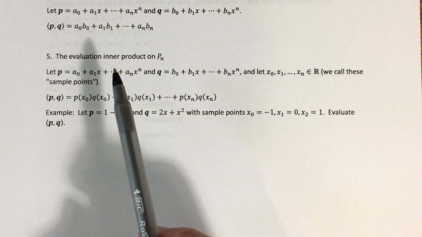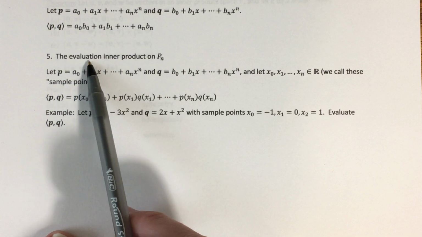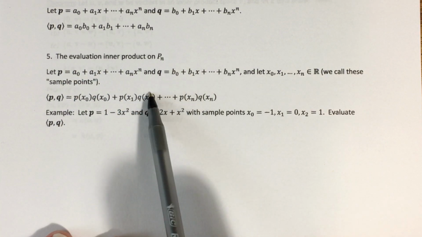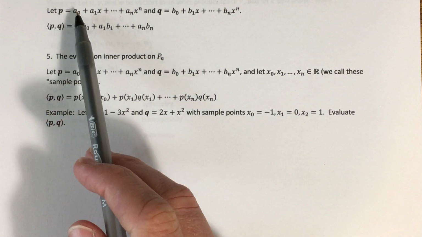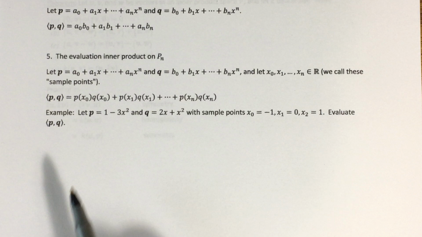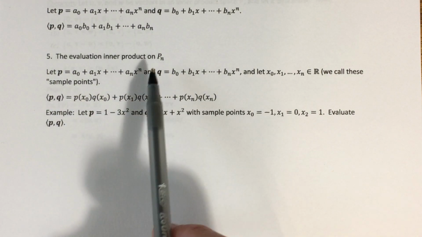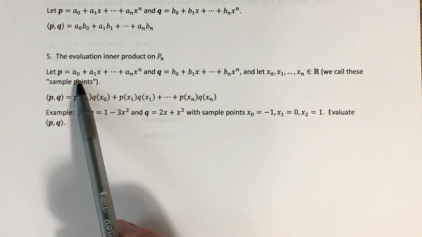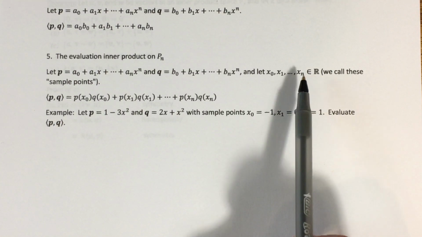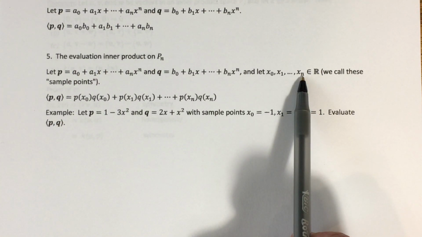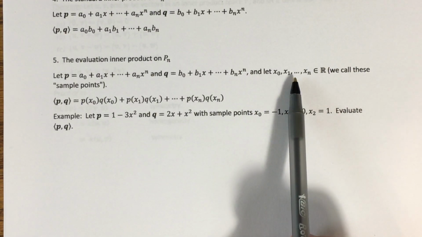Another inner product which has some interesting applications is what we call the evaluation inner product on Pn. Now this one is somewhat similar. It also kind of looks like the dot product, but we're not using the coefficients on these polynomials this time. What we do is we take the two polynomials, and then we also take a set of n+1 numbers, x0 through xn. That's a total of n+1 real numbers, and we call these values sample points.